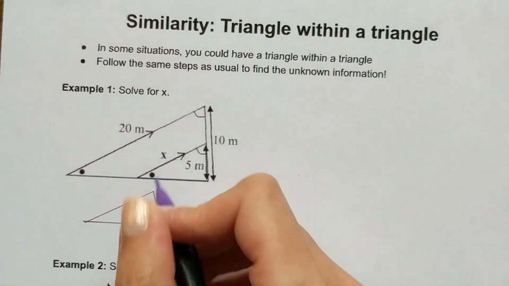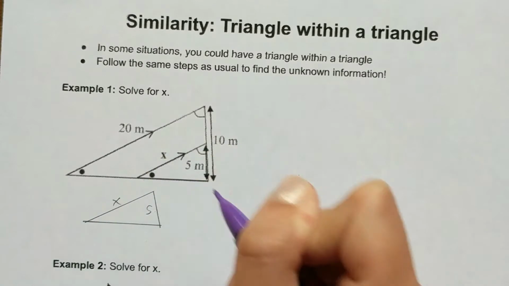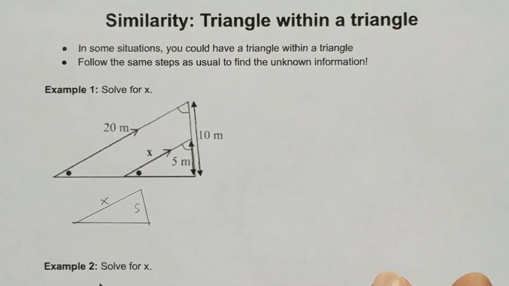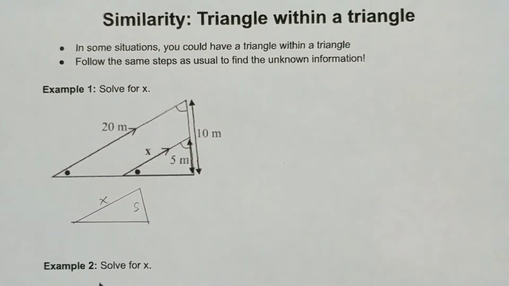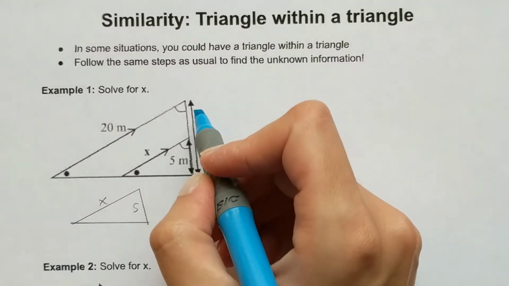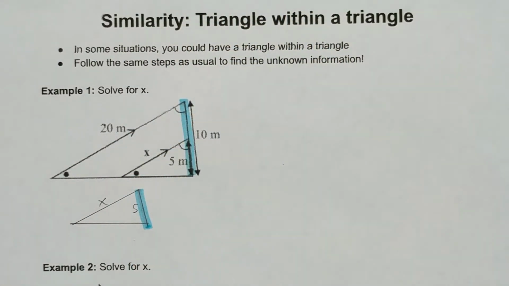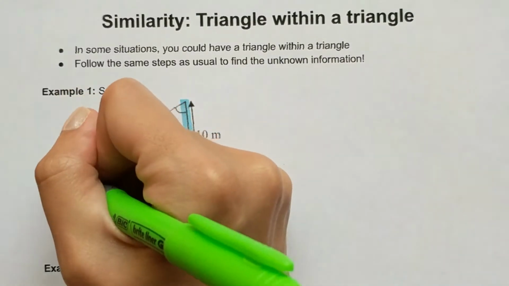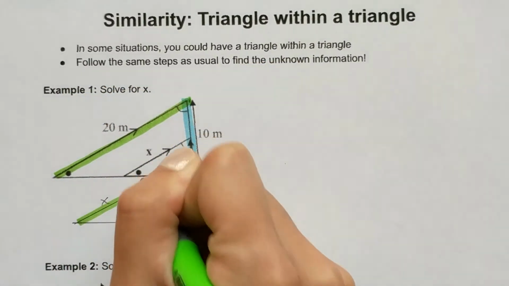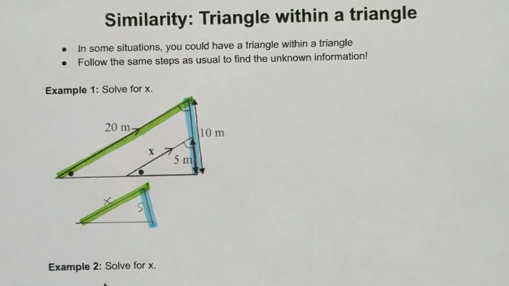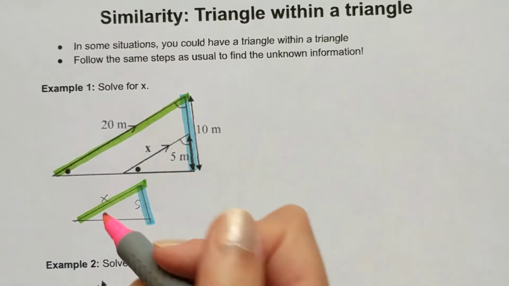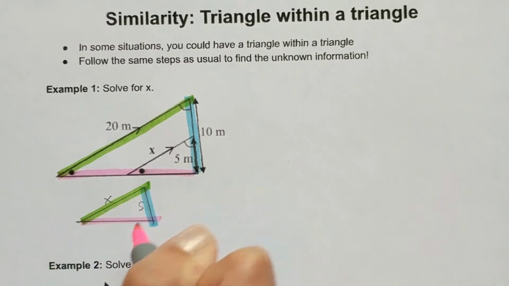I was given that this height is 5 and x is my unknown. First things first, I'm going to start by matching up my sides with one another. I can see that this side here, being 10, matches up with my 5 side. I can see that 20 matches up with my x, and therefore my last sides also must match up.